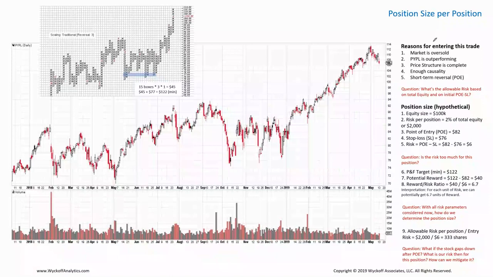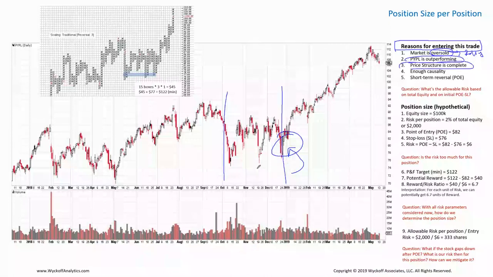So let's go through this process. It's not very complicated at all. This is for stocks, and as we go through the reasons for entering this trade in the end of 2018, beginning of 2019, we're thinking about the context for the market. Market is in oversold condition, so therefore at least a relief rally is going to be unfolding. PayPal is outperforming, price structure is complete. We're thinking this is phase C.